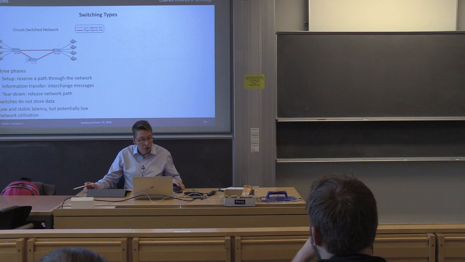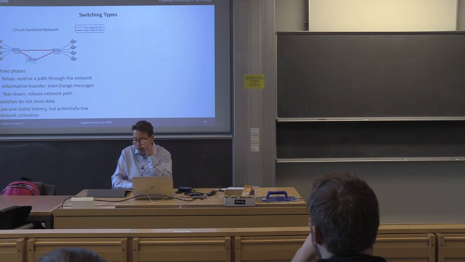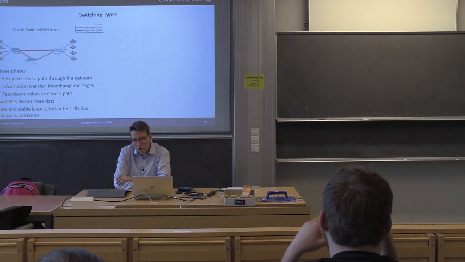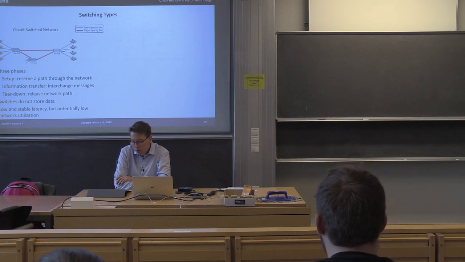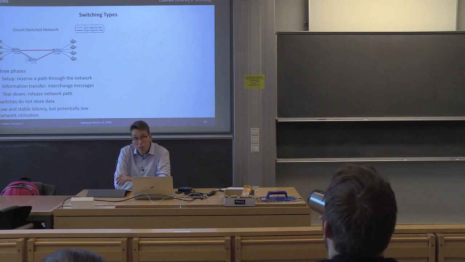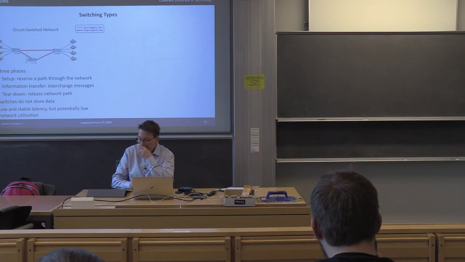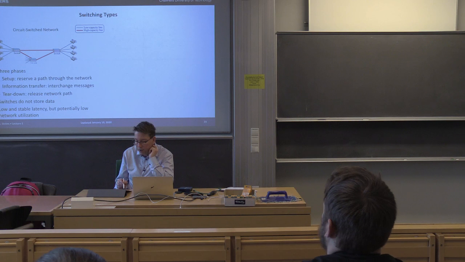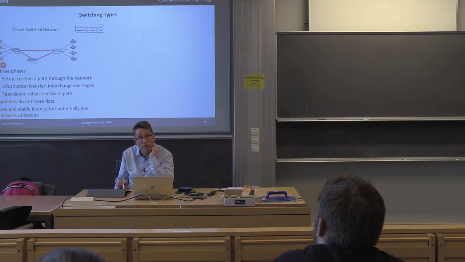Now, switching types. Networks can use, broadly speaking, two types of switching strategies. Either they are circuit switched or they're packet switched. So let's start with circuit switched. In a circuit switched network, the classical example of this is a telephone network. So these are telephones, and here we have telephones also. So how does a telephone network work?